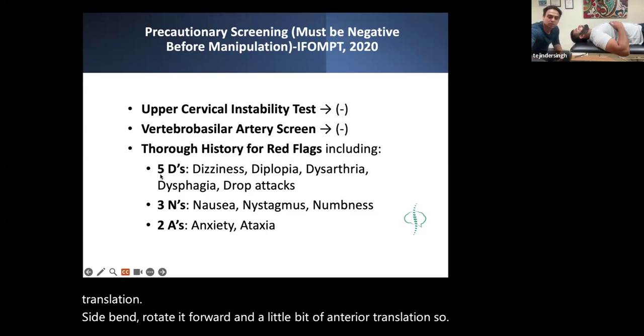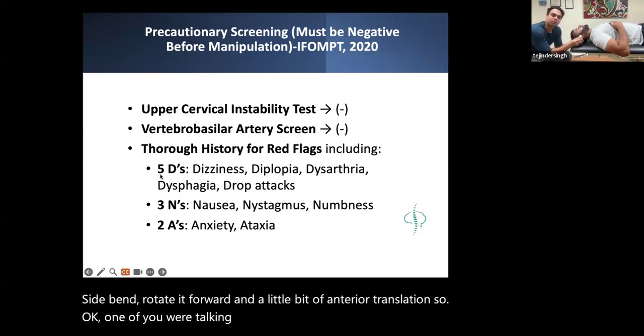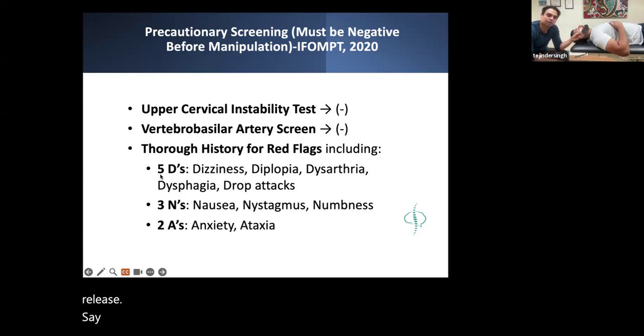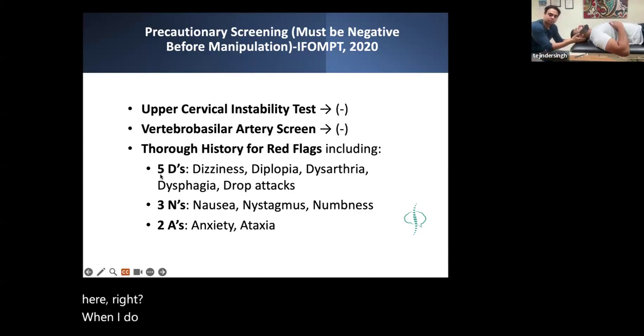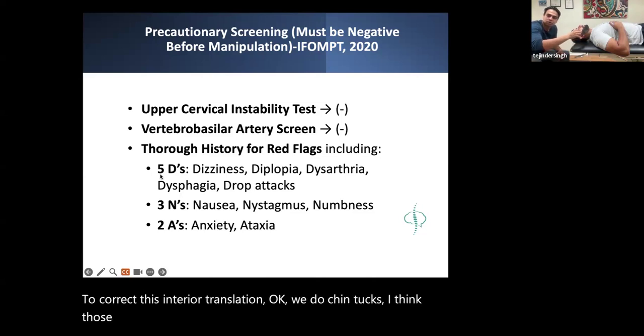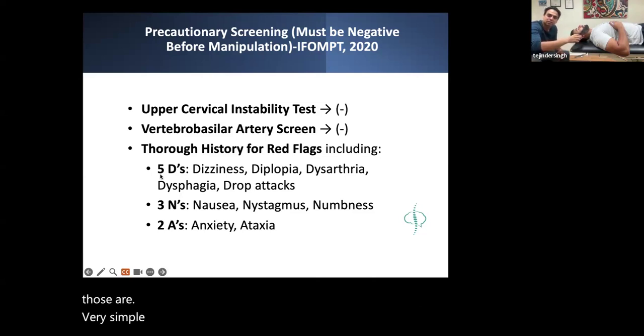So, yeah, one of you was talking about suboccipital release. If it's just anteriorly translated, sitting here instead of here, right? When I do a suboccipital release, I'm creating a little bit of space to correct this anterior translation. Okay, we do chin tucks. I think those are very simple and very basic techniques.